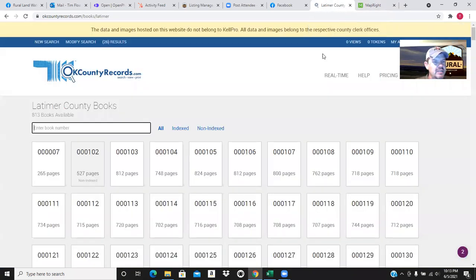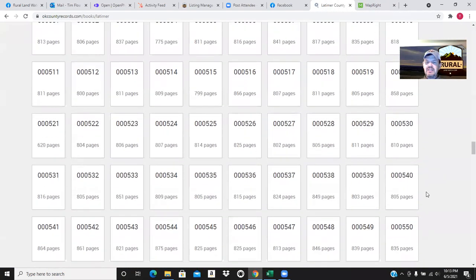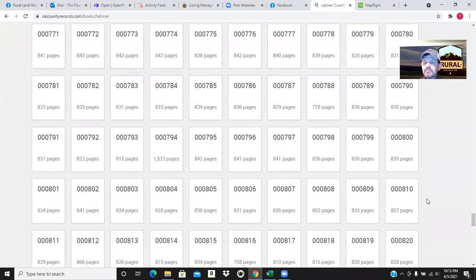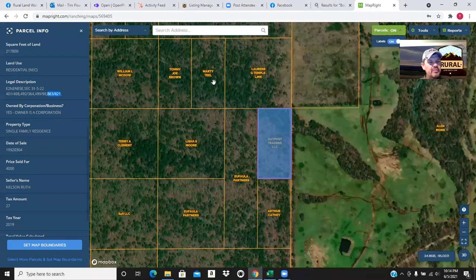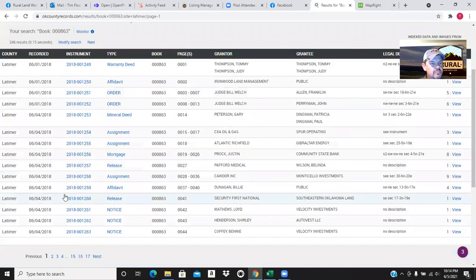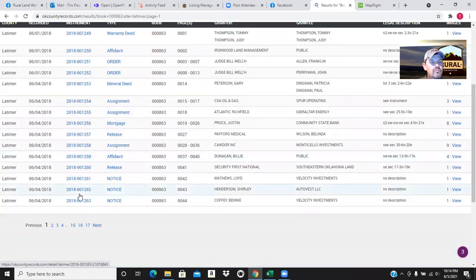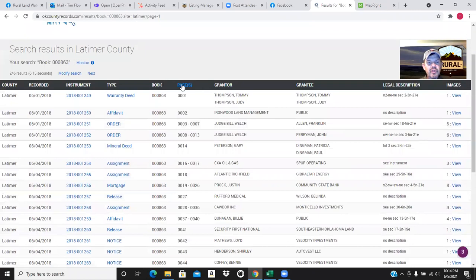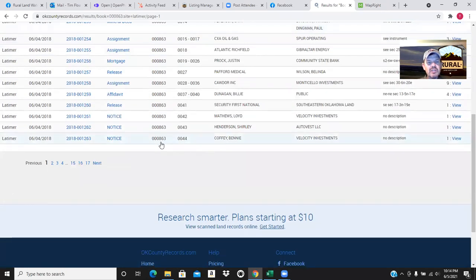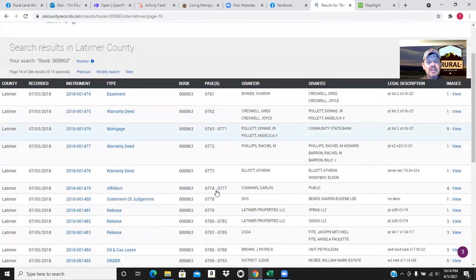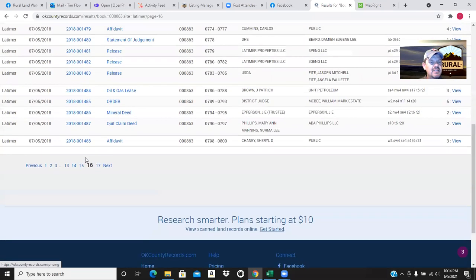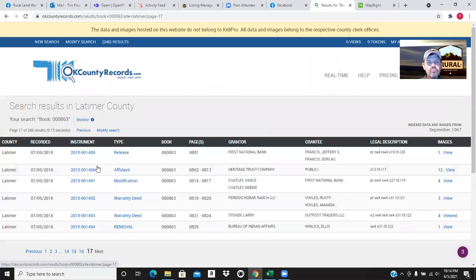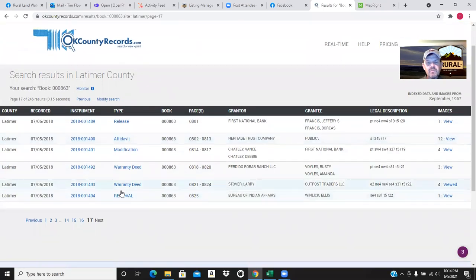So we're going to look at book 863, and then page 821. So here we have book and pages. We're at book 863, so we're trying to get pretty far back. We're trying to get to page 821. Okay, so here we are right here.